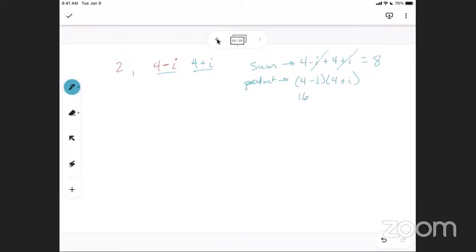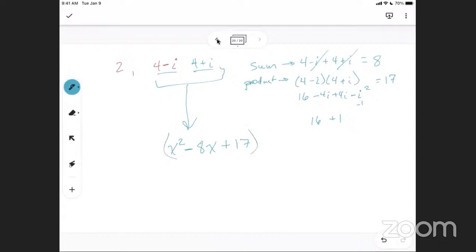16. And then the -4i and +4i cancel out. And what's i times -i? -i squared. And what's i squared again? -1. So that's really +1, right? So that's 16 plus 1, which is 17. So what's your quadratic that comes from this? Remember, you do x squared minus the sum times x plus the product. That makes sense? Yeah. So that's the quadratic that you would get.